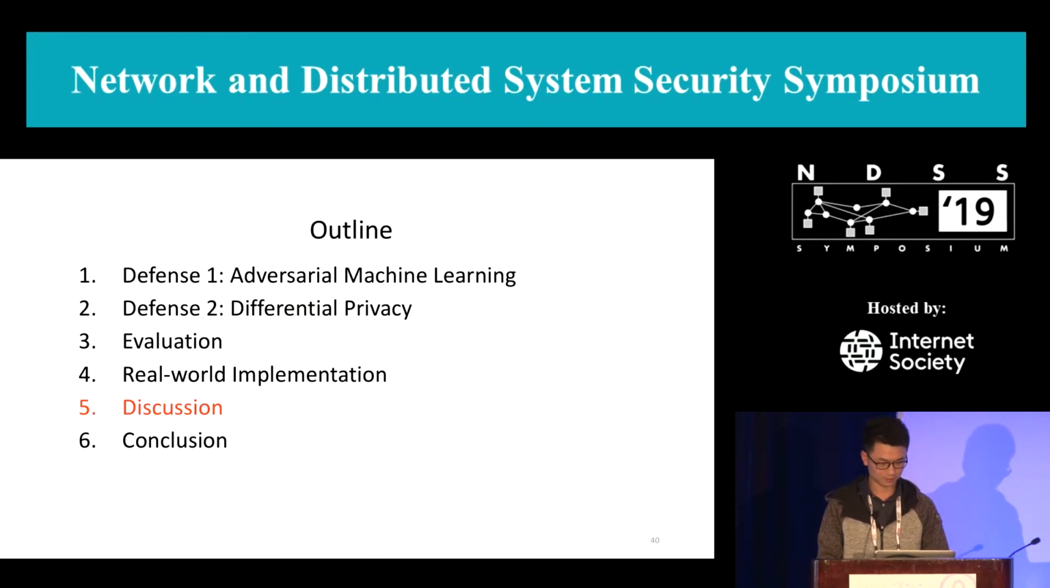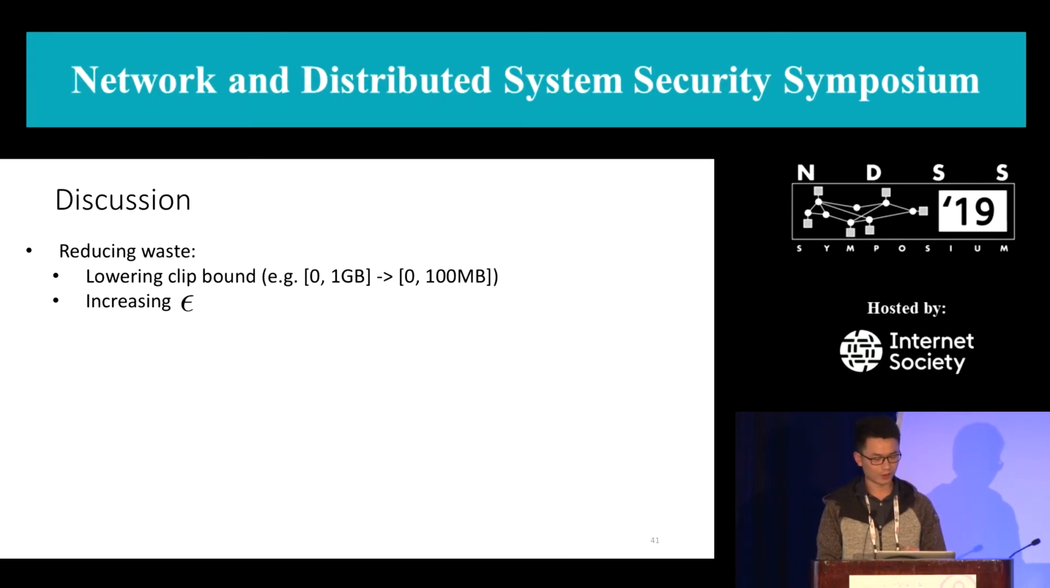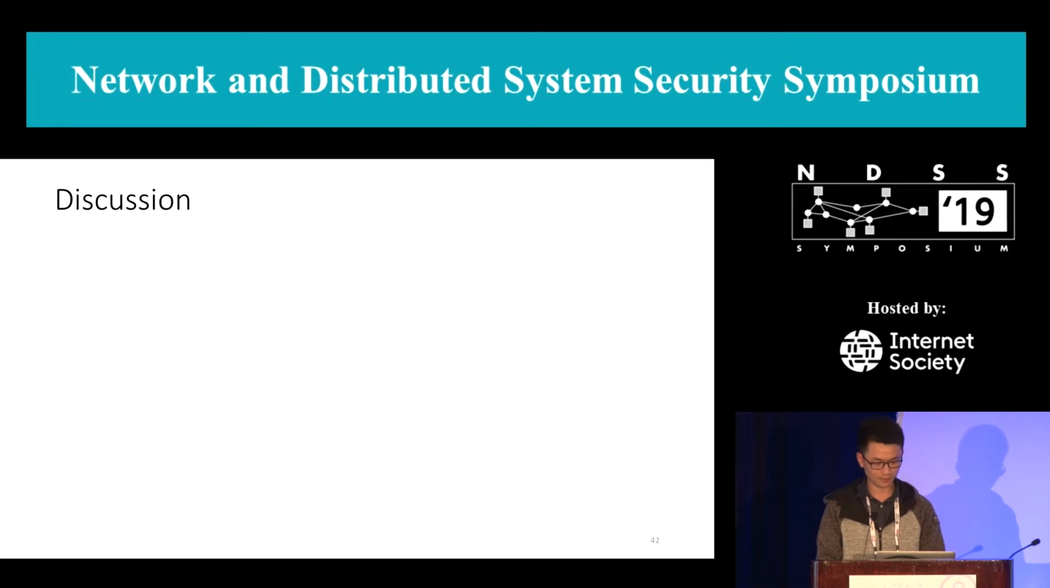Okay, so now let's go to discussion. About reducing the waste, there are many ways we can do. We can lower the clip bound to be more realistic, for example, changing the upper bound to 100 megabytes instead of 1 gig. Also, we may increase the epsilon value, which trades the privacy for the utility. Also, our methods do not protect the leakage through video length.